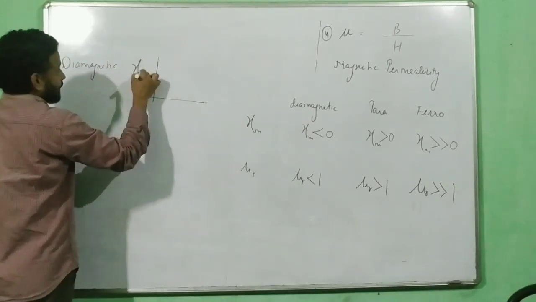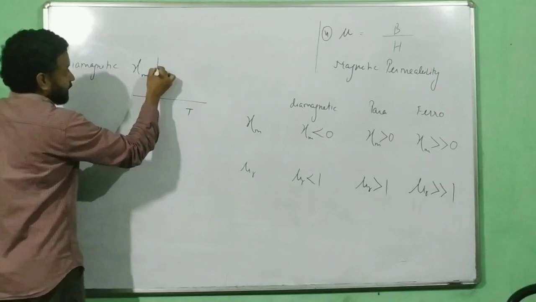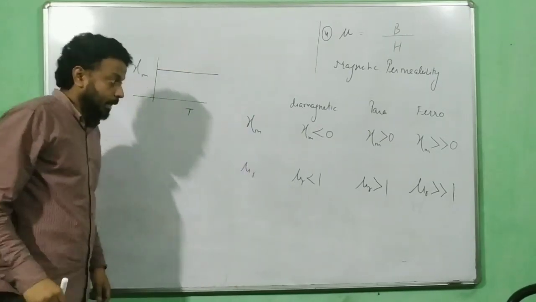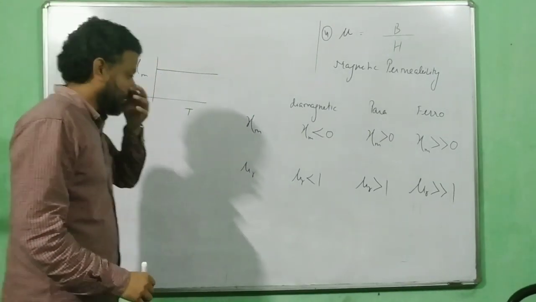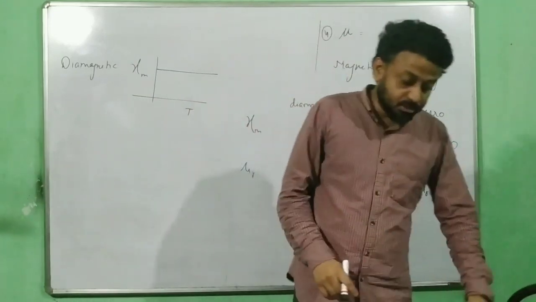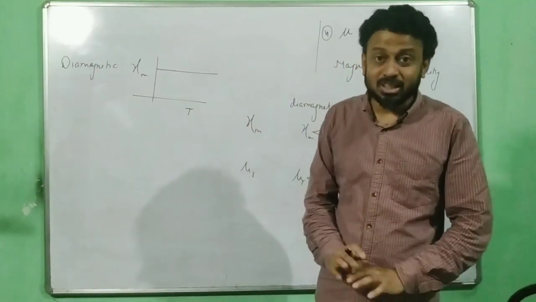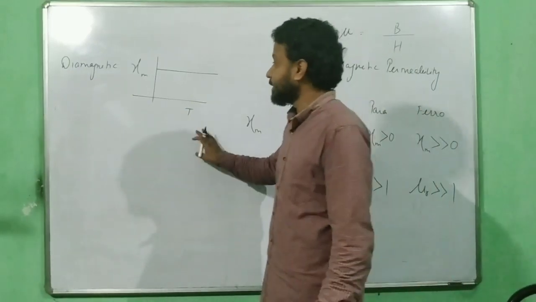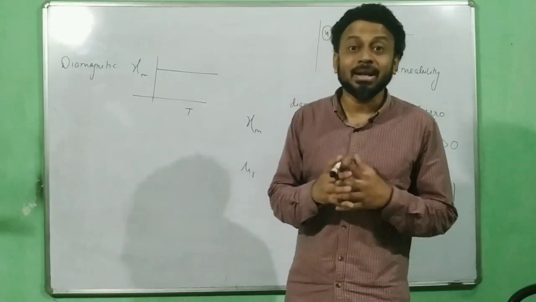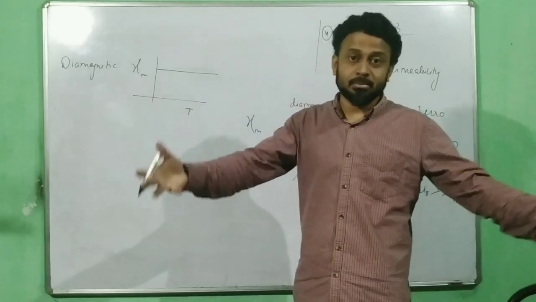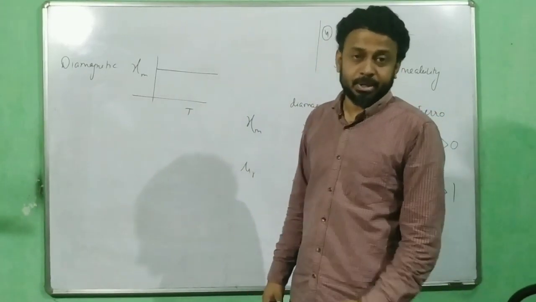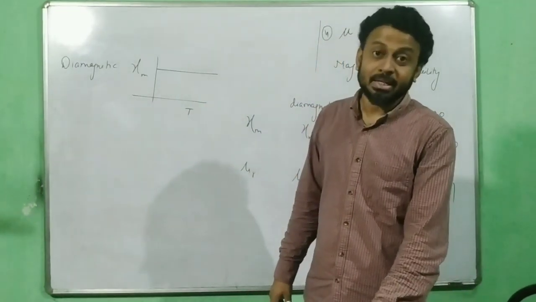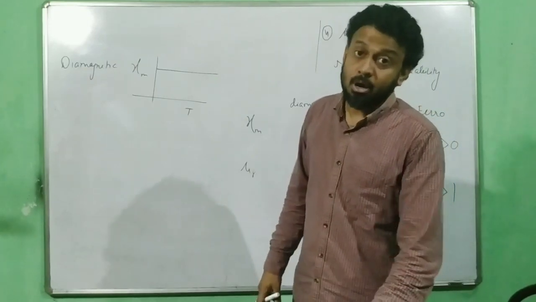So when I plot the Xi m versus T graph, it remains straight. When I plot susceptibility with respect to temperature, the susceptibility does not change at all. It remains the same. So that clearly signifies that diamagnetism is independent of temperature. Make a note of this. Diamagnetism is independent of temperature.